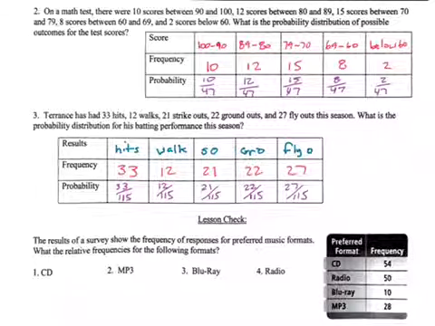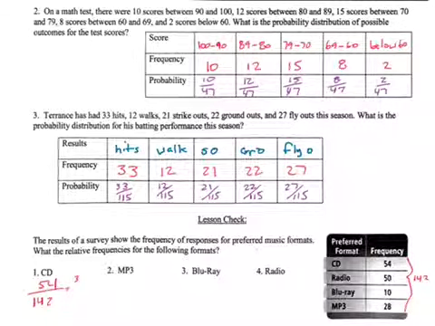The results of the survey show the frequency of responses for preferred music formats. What is the relative frequency for the following formats? So CD, your relative frequency would be 54, and then we have to put this over the total. So the total number of events that occurred here is 142. So we've got 54 over 142, which in this case actually does reduce. All right, so we've got 27 over 71.